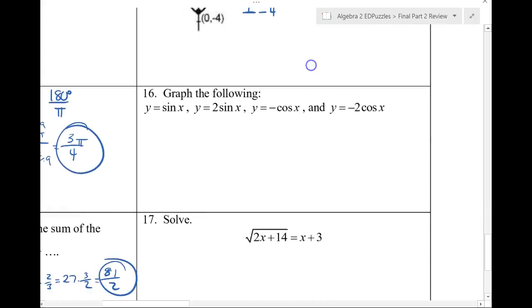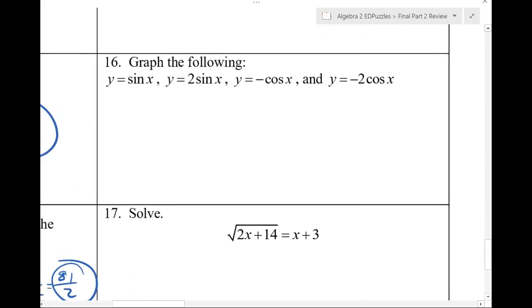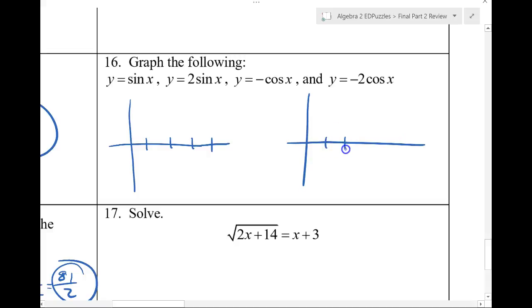Graph the following. So graph sine of x. Let's do that here. I'm going to do the cosines all together on one, and I'm going to do the sines all together on one. So first for sine of x, we're going to do pi over 2, then pi, then 3 halves pi, and then 2 pi. And we'll have a mark for 1, -1, and 2.